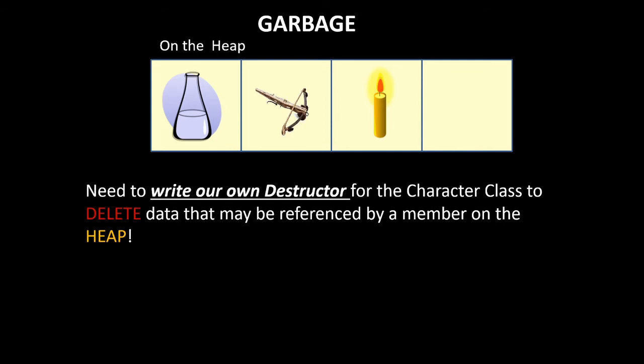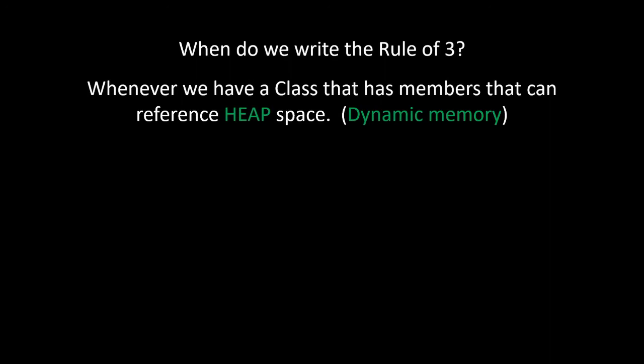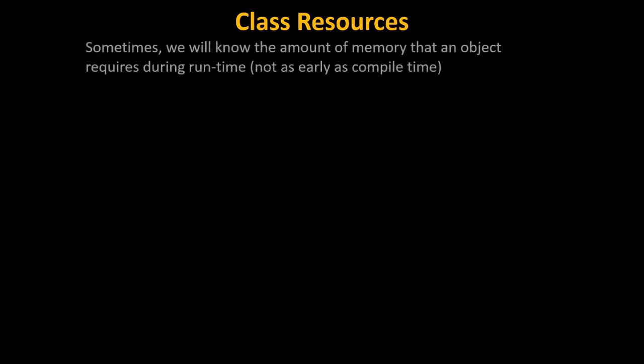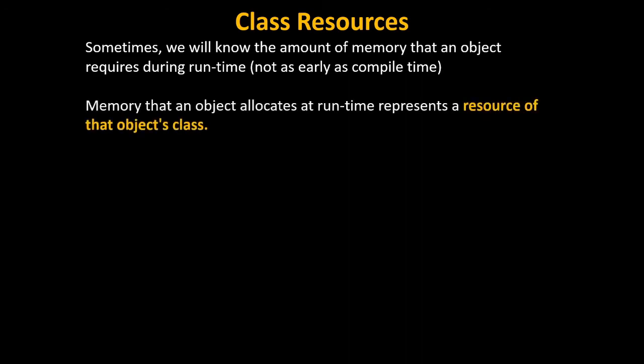Okay, so the question is now, when do we write the rule of 3? And the answer is whenever we have a class that has members that can reference heap space, which means dynamic memory. So let's talk a little bit about class resources. Sometimes we will know the amount of memory that an object requires during runtime, not as early as compile time. Memory that an object allocates at runtime represents a resource of that object's class.